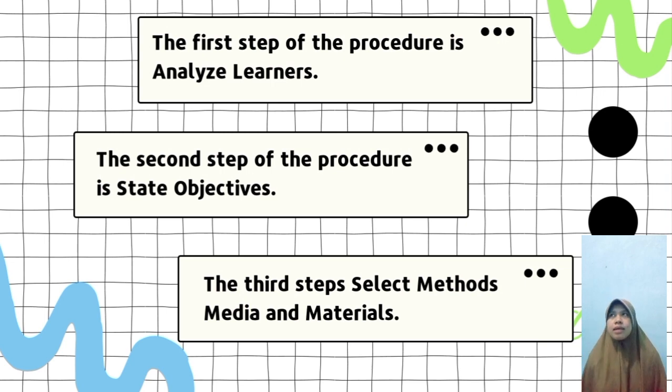So the second step of the procedure is state objectives. This is the main instruction guide that will direct the flow to reach the target known as the learning outcome expected of the lesson. This statement describes what the learner would be able to perform as a result of the instruction.